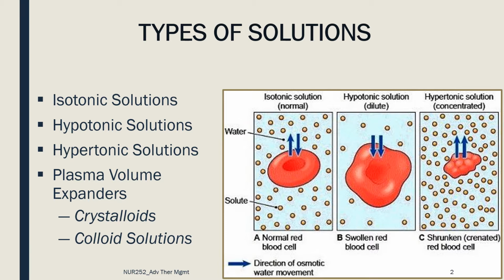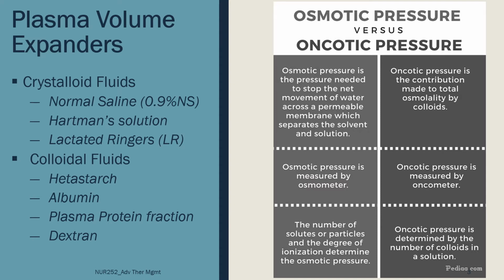Plasma expanders are slightly different types of solutions. These help to reestablish intravascular volume by increasing the oncotic pressure in the intravascular space. So basically it is a type of IV therapy that provides volume for the circulatory system. The table on the right provides information on the exact difference between osmotic pressure and oncotic pressure. We will take a look at these different solutions as we move along.